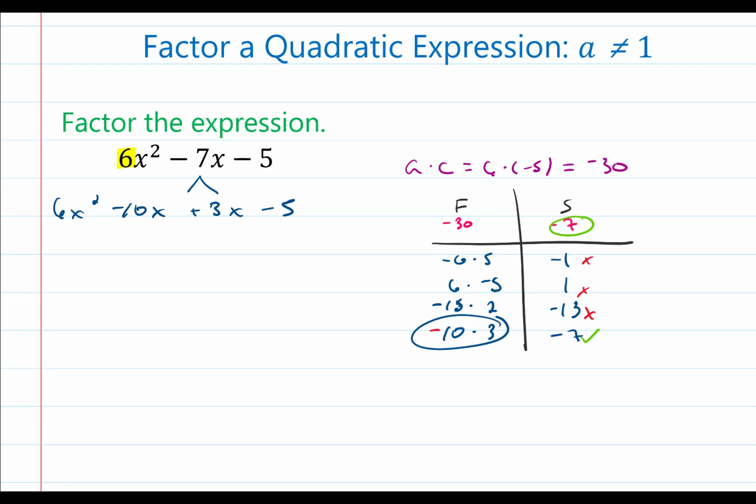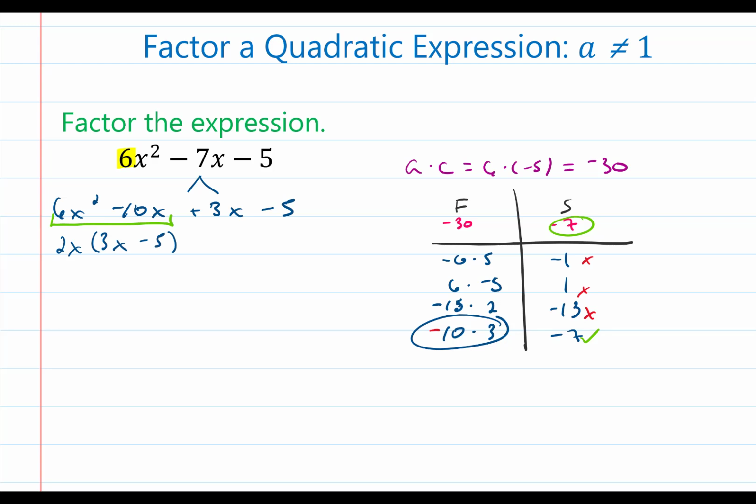We are now going to take the first 2 groupings of terms and we're going to factor. We're going to find the greatest common factor of those 2 terms. And the greatest common factor of 6x squared and negative 10x happens to be 2x. When we factor that out, we get a binomial of 3x minus 5.